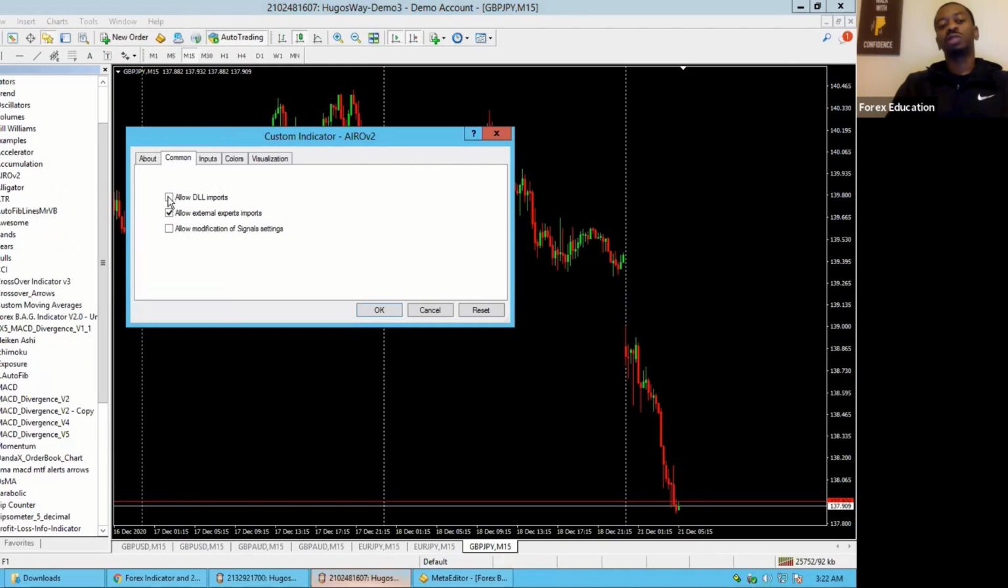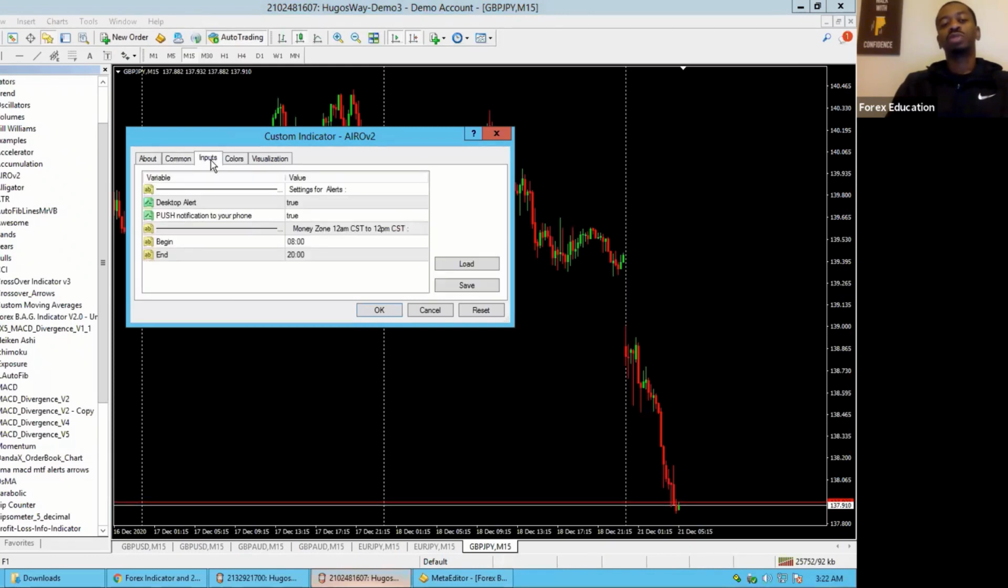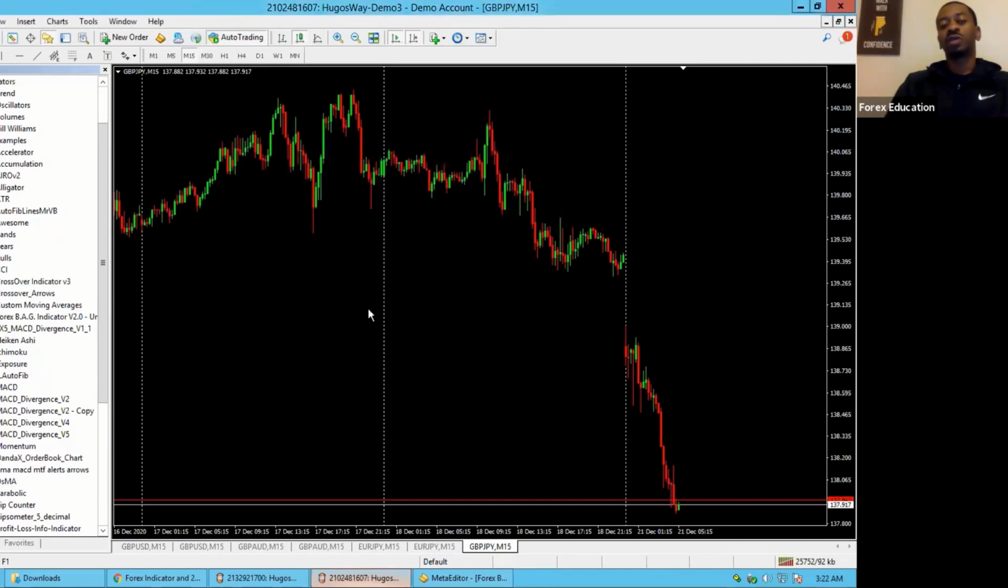Under common, you select allow DLL imports. Under inputs, make sure your desktop alert and your push notifications to your phone are true. All right. Next, depending on your actual broker server time, you want to adjust the money zone from 12 a.m. Central Standard Time to 12 p.m. Central Standard Time. Once I explain what everything is on the chart, we'll come back to this so that you guys understand what I mean by the money zone. But right now, you select OK.